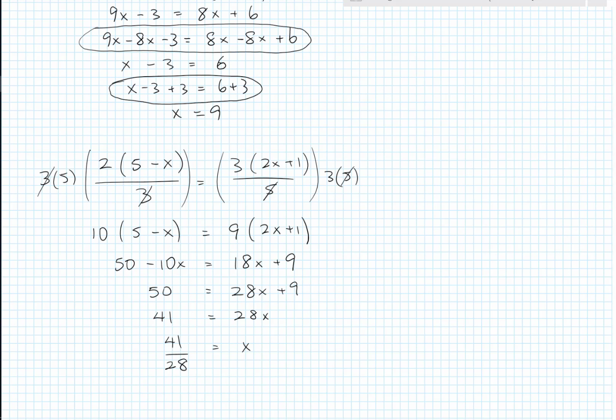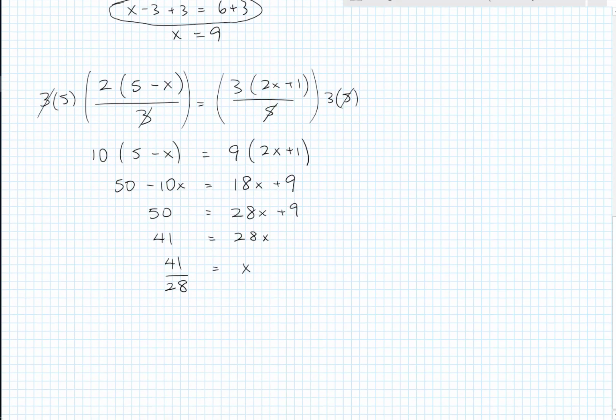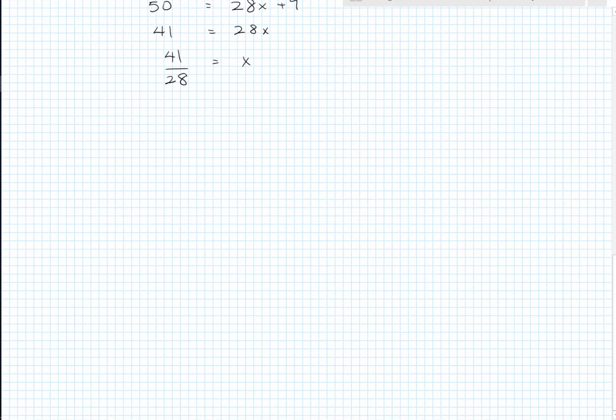But if you notice this example and the previous example, the original expression on the left was a single fraction, and the expression on the right was a single fraction. If you don't have a single fraction equal to a single fraction, then you definitely cannot do cross multiplying. And let's take a look at an example where you can't.